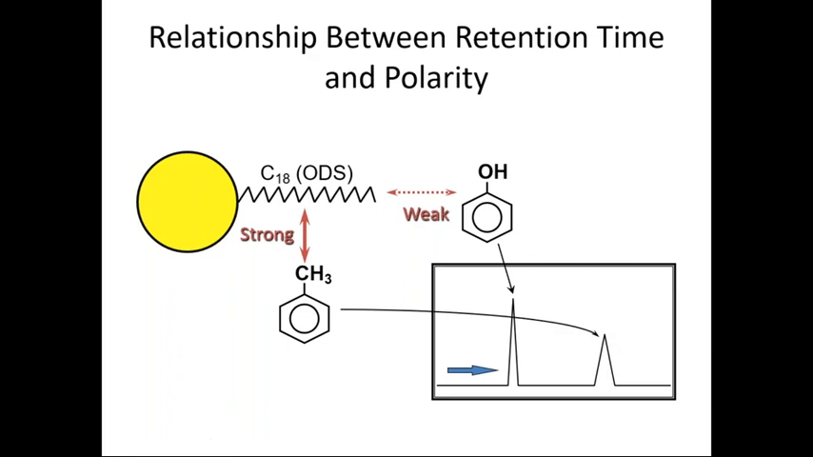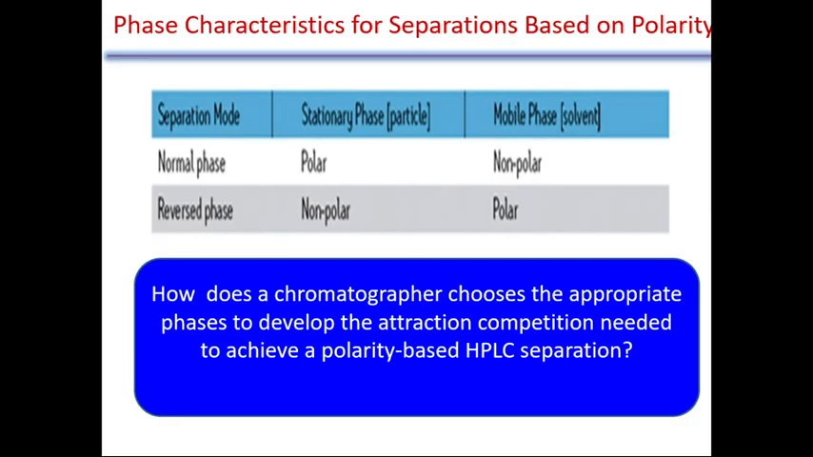So in a reverse phase column, the more hydrophobic or the more non-polar substance will elute much later than the polar. So in a chromatogram, the first part will be the polar compounds and the last part will be the non-polar compounds. So to summarize, in normal phase, the stationary phase is polar, mobile phase is non-polar. In reverse phase, the stationary phase is non-polar and the mobile phase is polar.